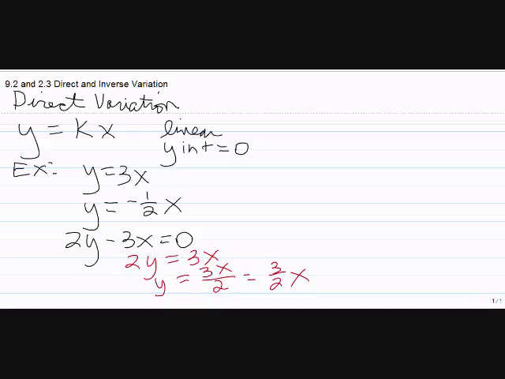This k is called my constant of variation. So my constant of variation would be 3 in y equals 3x, negative 1/2 in y equals negative 1/2 x, and 3/2 in y equals 3/2 x. So k is the constant of variation.